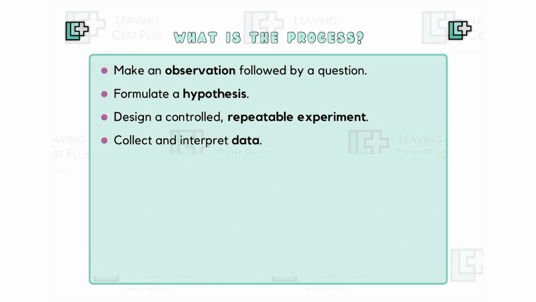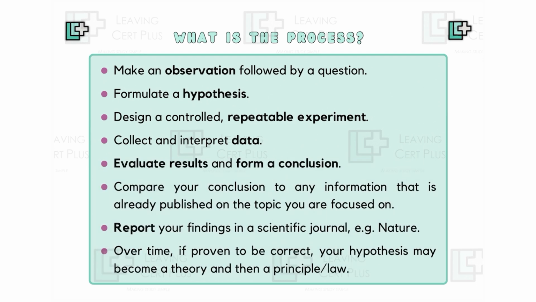You then formulate a hypothesis, you design a controlled, repeatable experiment, you collect and interpret the data, you then evaluate your results and form a conclusion, compare your conclusion to any information that is already published on the topic you're focused on, you report your findings in a scientific journal, for example, Nature, and over time, if proven to be correct, your hypothesis may become a theory and then a principle or a law.